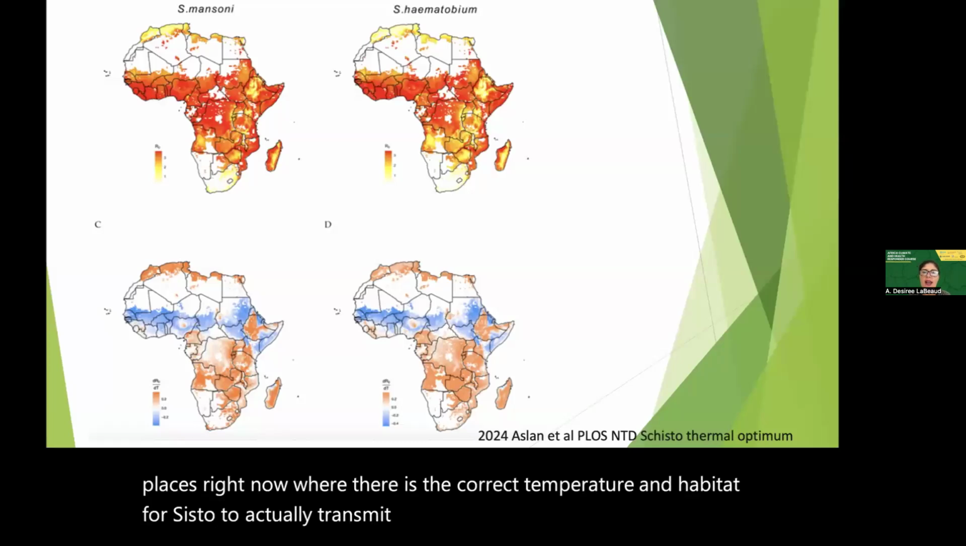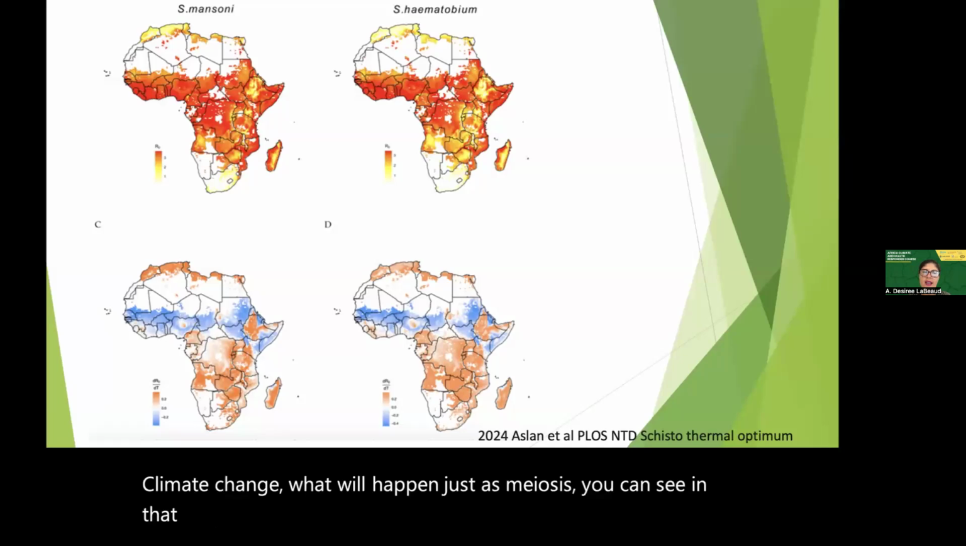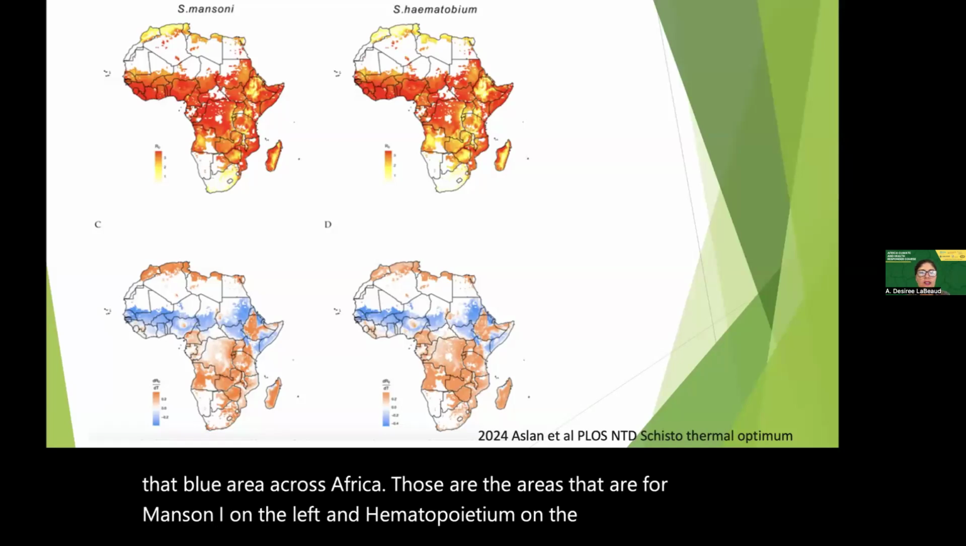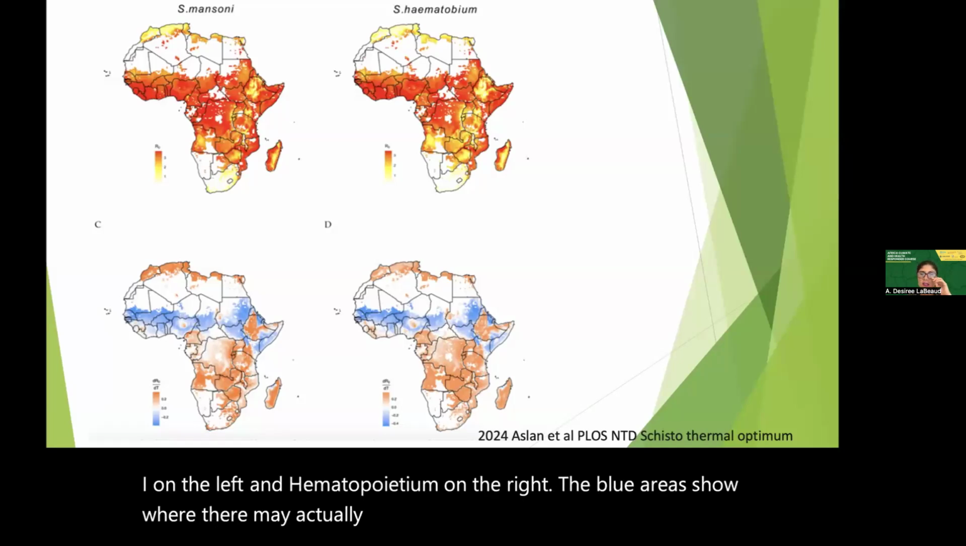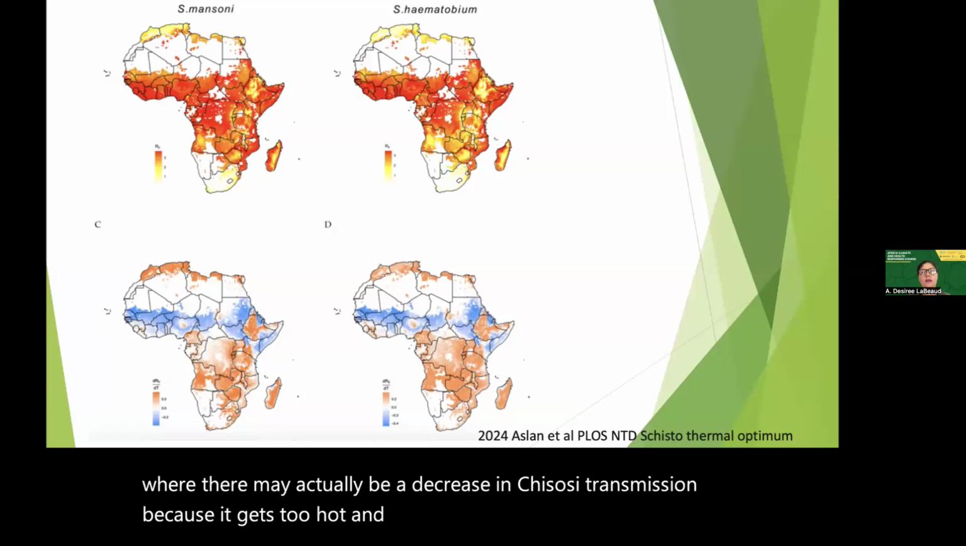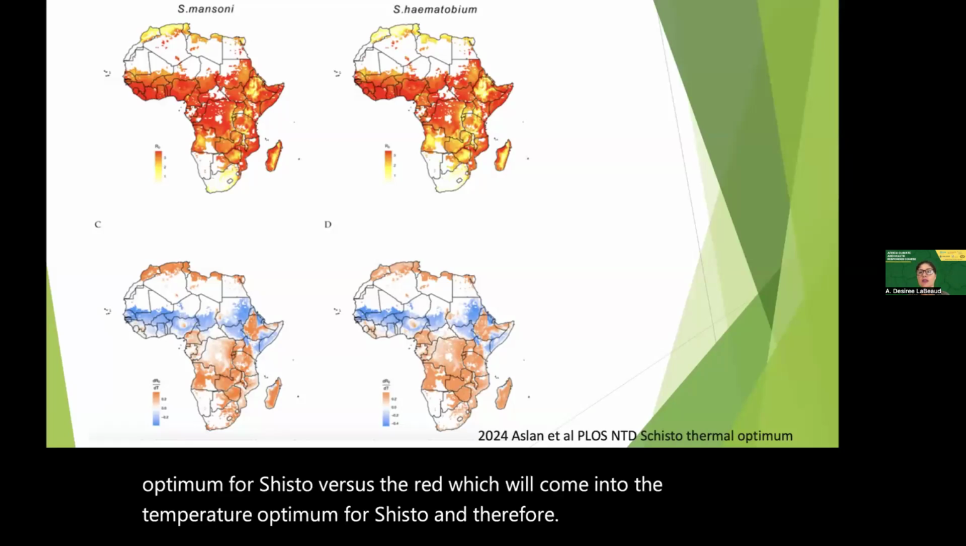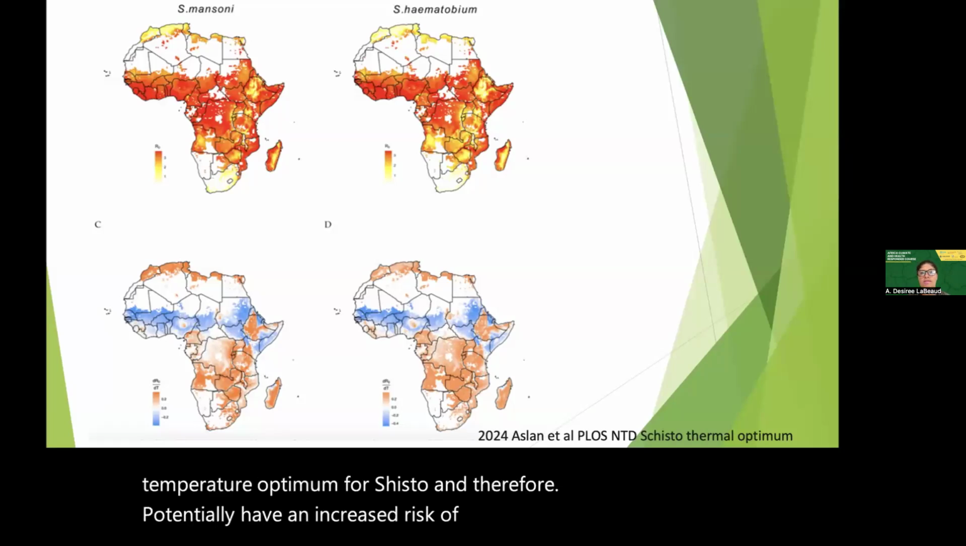And when we project what will happen to schistosomiasis with a warming world, with climate change, you can see in that blue area across Africa, those are the areas for mansoni on the left and haematobium on the right. The blue areas show where there may actually be a decrease in schistosomiasis transmission because it gets too hot and past the temperature optimum for schisto, versus the red, which will come into the temperature optimum for schisto and therefore potentially have an increased risk of schistosomiasis transmission.